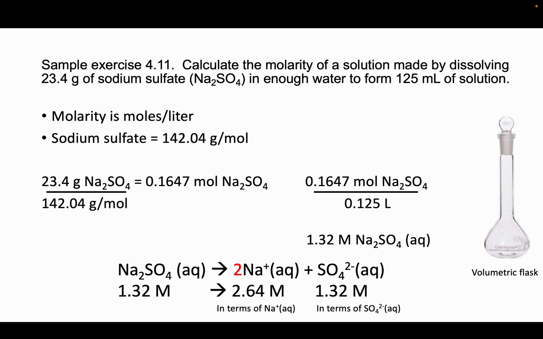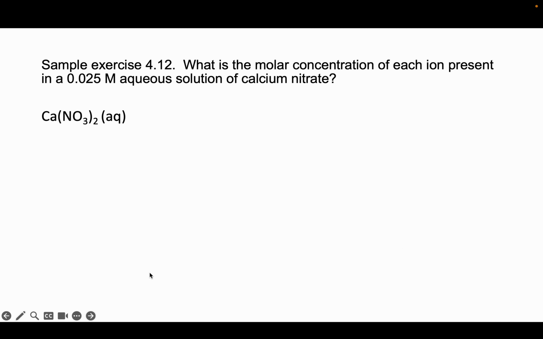Now, if I think about that solution, I could describe the solution as being 1.32 molar sodium sulfate. As that dissociates, it gives me 2 sodiums for every 1 sulfate. So for that very same solution, if you ask me what would be the concentration of sodium ions, it would be 2.64 molar in terms of the sodium ions, because I see 2 sodium for every 1 sodium sulfate. That question topic is probed here.